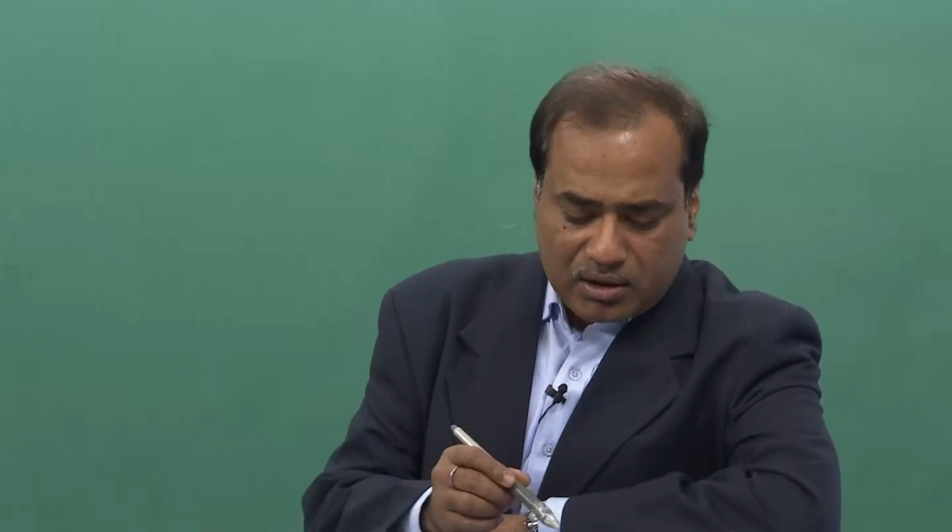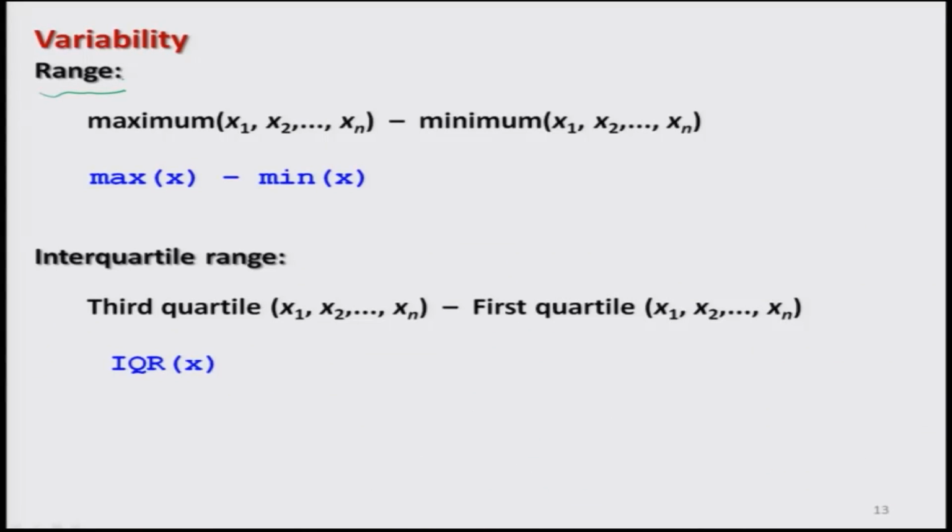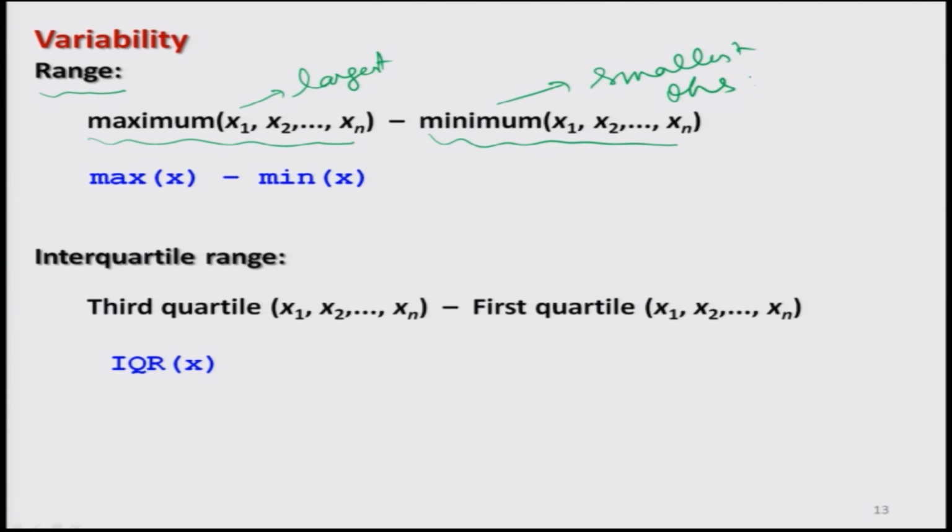Similarly, there is another variant called range. The range is defined as the difference between the maximum value of the data and the minimum value of the data set. That means I simply have to take the observations, find which is the largest observation and which is the smallest observation, and then find their difference.